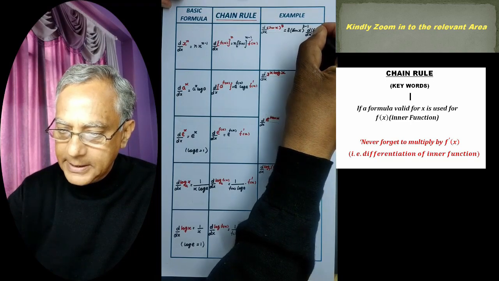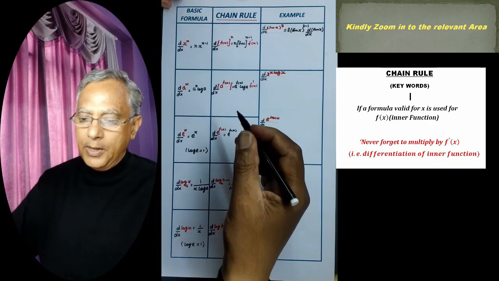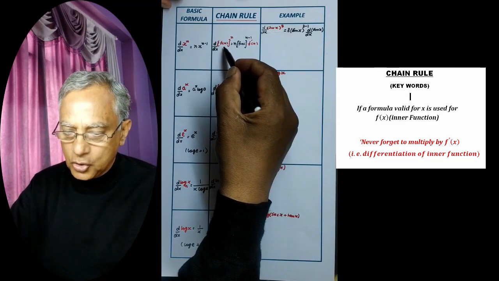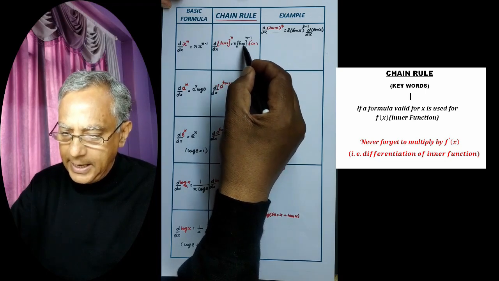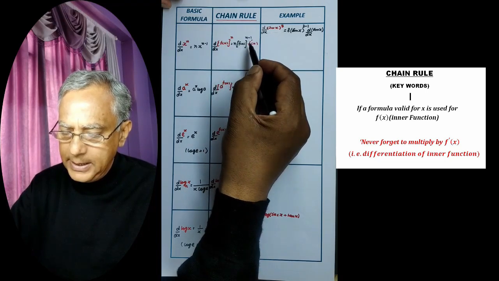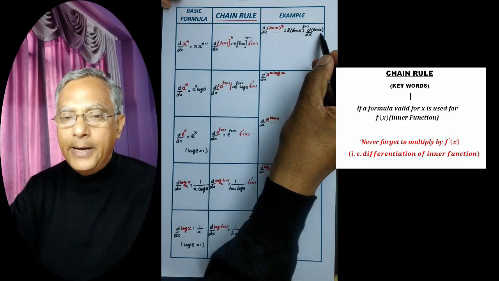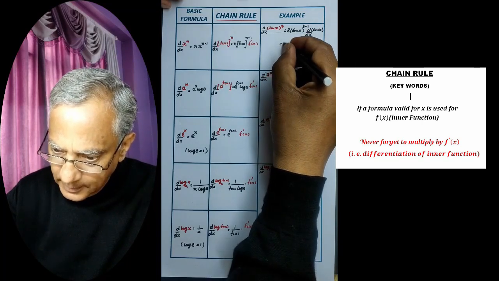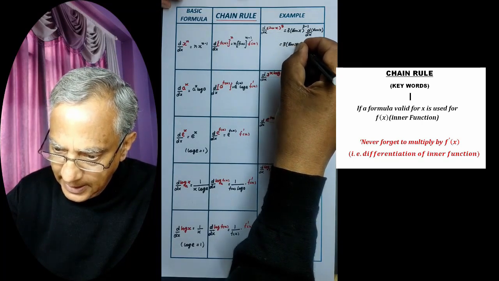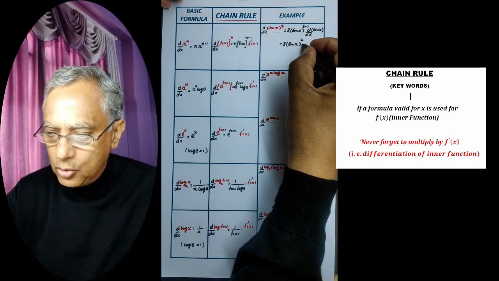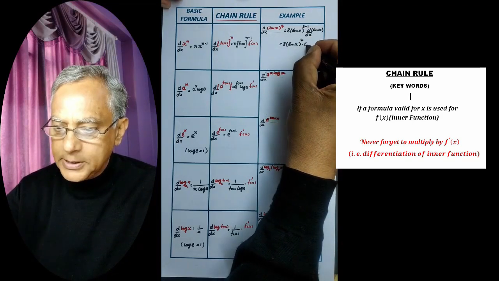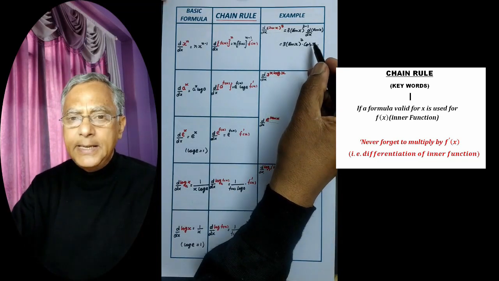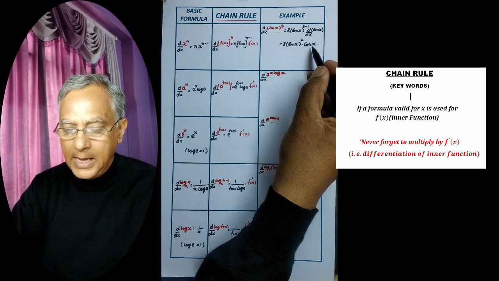d by dx of f(x) is d by dx of sine x. We have sine x instead of f(x). So the formula will be 3 (sine x) to the power of 3 minus 1 into f dash x, d by dx of f(x), that is sine x. And this is equal to 3 (sine x) whole square into d by dx of sine x, which is cos x. d by dx of sine x is cos x. So this will be the answer.